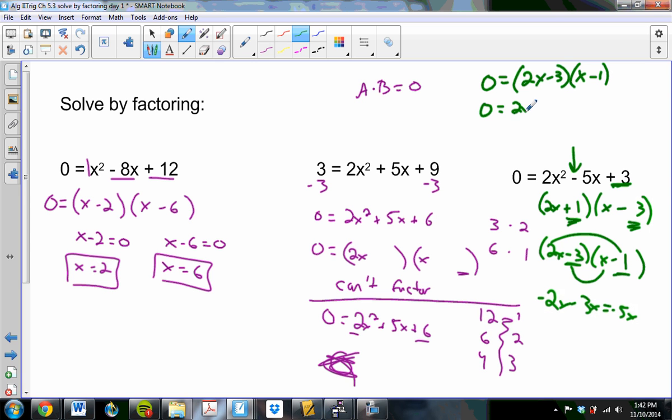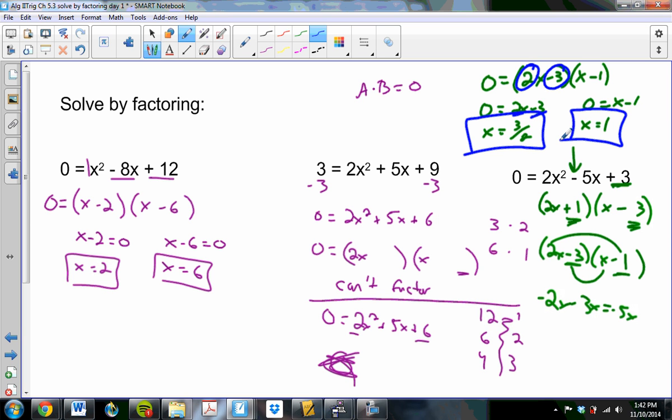So I want 0 to equal 2x minus 3, and I want 0 to equal x minus 1. So x equals 3 over 2, and x equals 1. A nice little trick for doing this quickly: your solutions are always the opposite of this number divided by this number. So the opposite of -3 is 3, divided by 2, so the answer is 3 over 2, and x is 1. So you get those solutions.